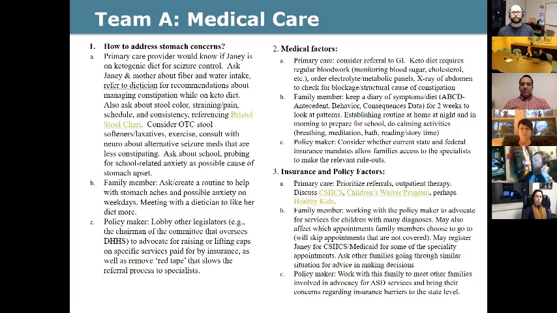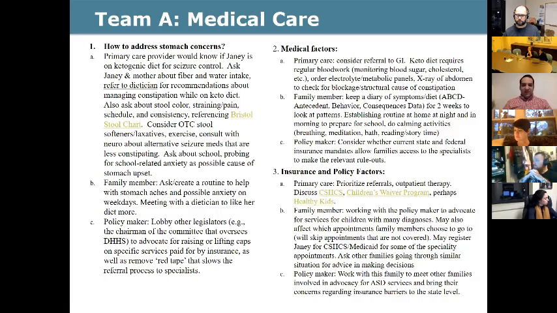It might be helpful for the family member to keep a diary of Janie's symptoms and the foods that she ate that day. So it'd be kind of like an ABC data chart, the antecedent being the food, and the consequences would be whether or not she had a bowel movement, and if so, what kind it was. That would give baseline data, and the policymaker could consider whether current state and federal insurance mandates even allow families access to the specialists to make all of the rule outs that might be necessary in this case.